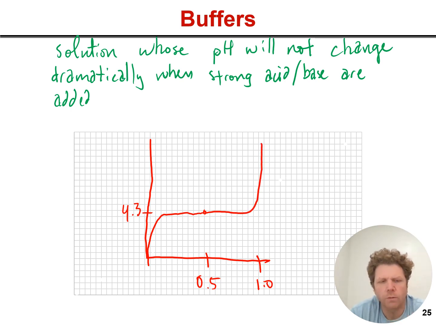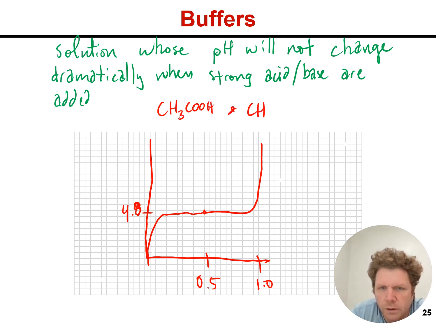It's either 4.3 or 4.7. I think it might be 4.7 now that I think about it. Yeah, 4.8 is what we had on the previous slide. So pKa of 4.8. Acetic acid, CH3COOH, and CH3COO minus.